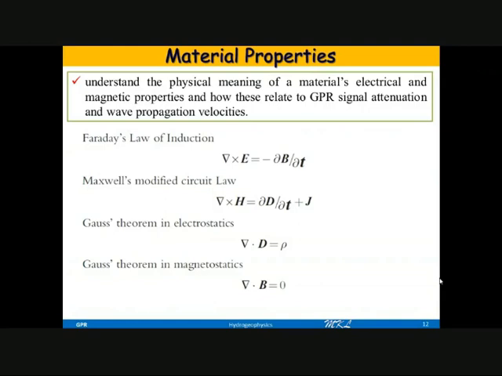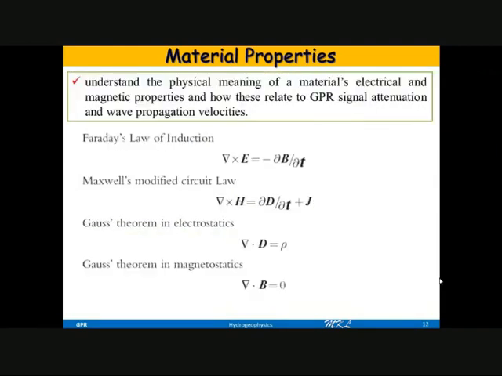Write down these formulas. That's Faraday's law of induction here. Curl E equals minus del B by del t. Curl means I'm taking a 3D volumetric body, or 3D consideration. Then Maxwell's modified circuital law, curl H is equal to del D by del t plus J. There are several methods to prove that. Gauss's theorem for electrostatics is there, and Gauss's theorem for magnetostatics is there.